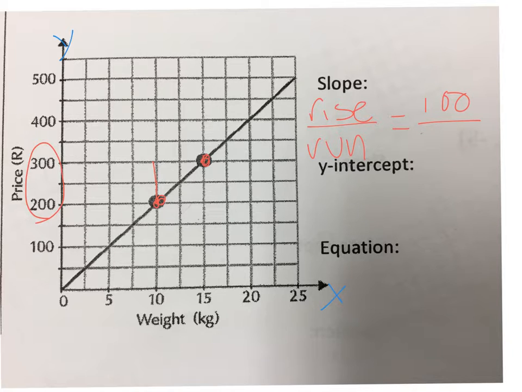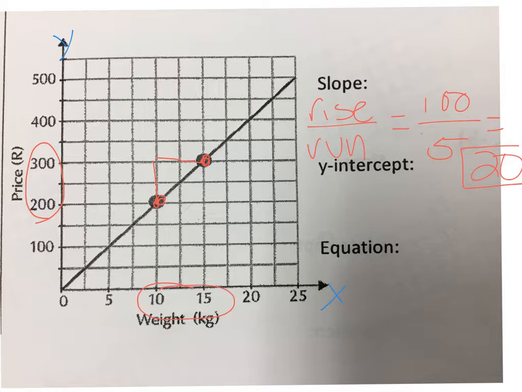And if we go over to the right, we're also going over 2, which is a change in 5 if we look at our scale on the x-axis. 100 over 5 is simply just 20. And that is our slope for this line.